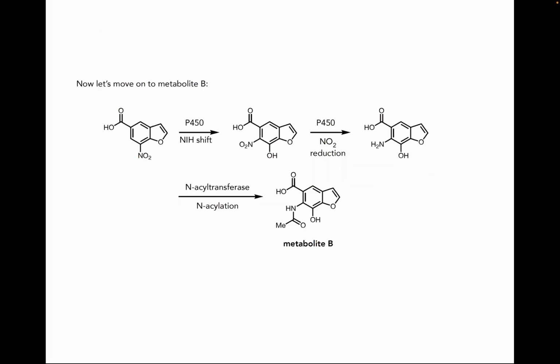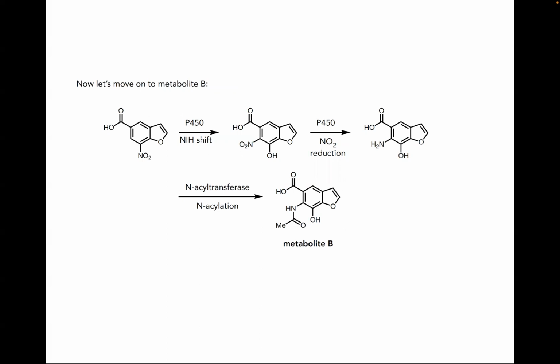Then we had to move on to metabolite B. And so what we started with is this compound in the top left. If you look at metabolite B all the way at the end here, what you had to do is take the NO2 group and shift it over. We only know one way to do that. And conveniently, the other hint is that you had to get a hydroxyl group there. Okay, so in the first step, that would be a P450 NIH shift.